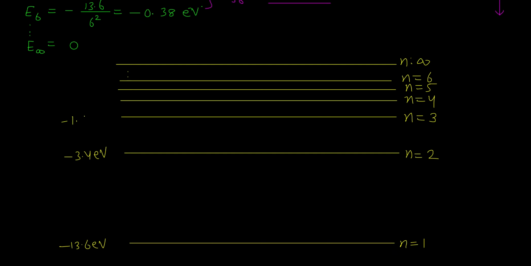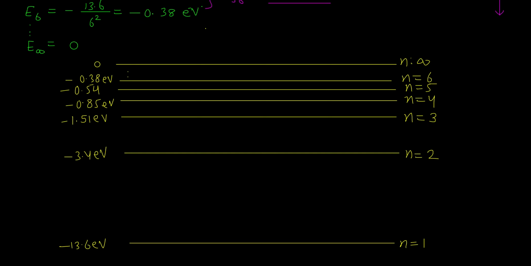This is minus 1.51 electron volt, this is minus 0.85 electron volt, this is minus 0.54 electron volt, this is minus 0.38 electron volt, and this is energy level equal to 0. Now this is the hydrogen atom energy level diagram.